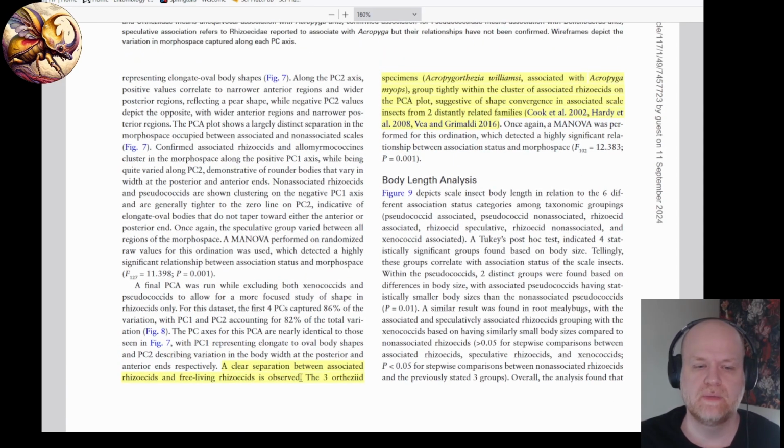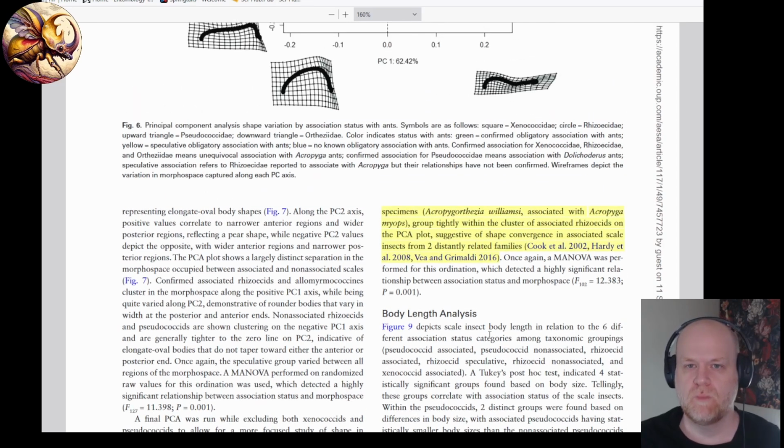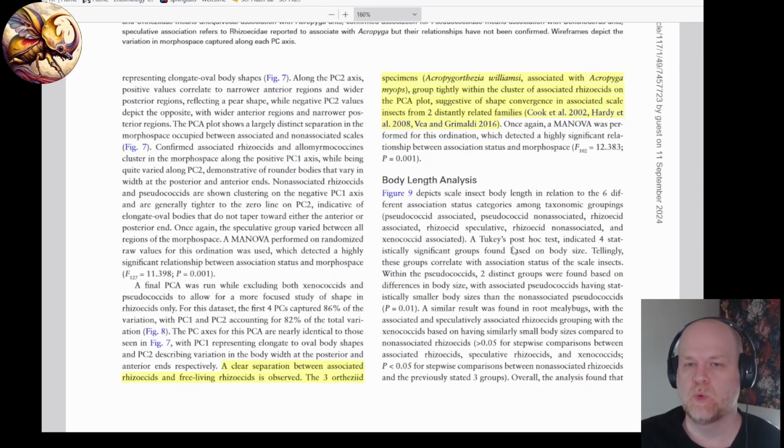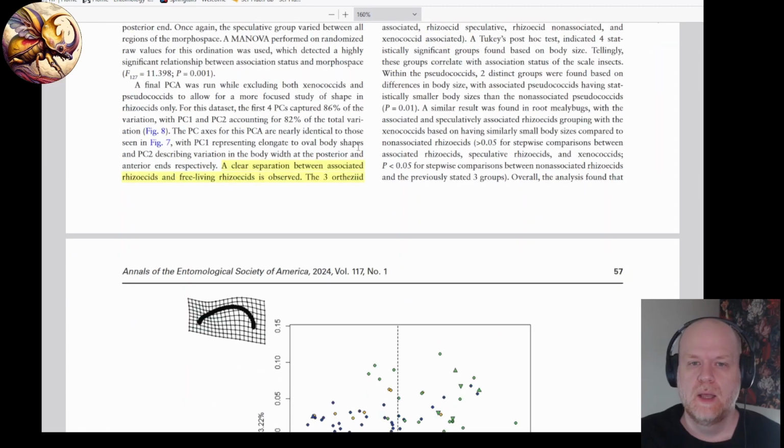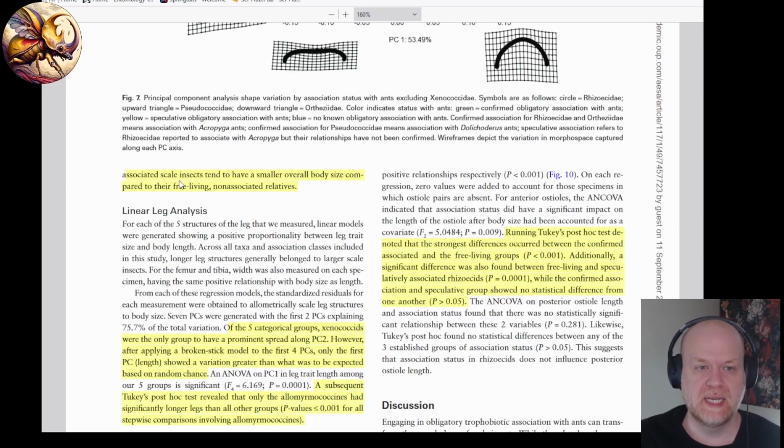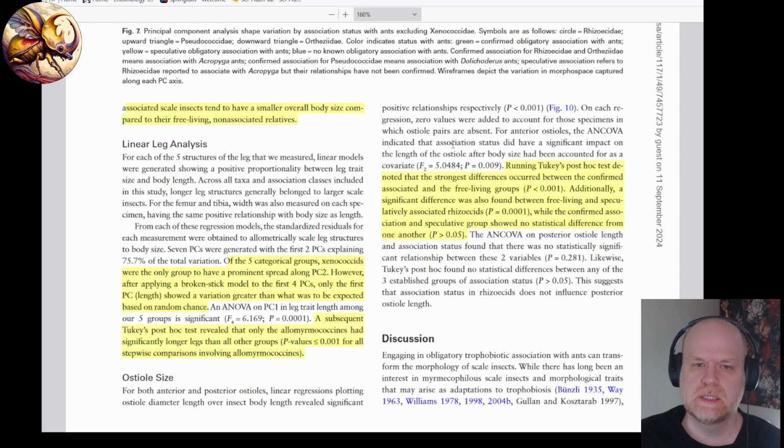For instance, they found that there was a clear separation between the free-living scales and the ant-reliant scales on body shape, where you get more of this pear-shaped body form, or very circular, compact body form, which makes them easy to move. Associated scale insects tended to have smaller overall body size compared to the free-living ones, so they're more compact and easier to carry. They tend to have longer legs. The ones associated with Dolichoderus, which all stick together and then get carried, tend to have longer legs, which would make them easier to carry.